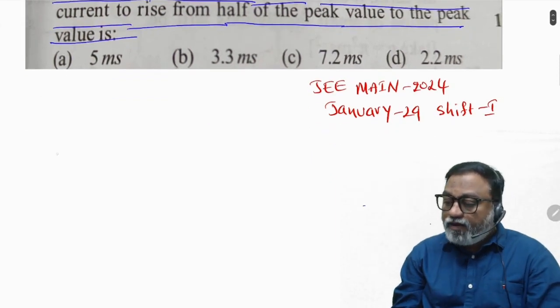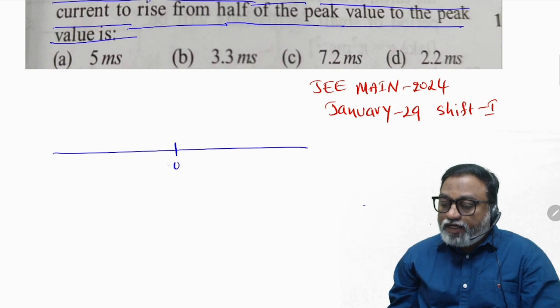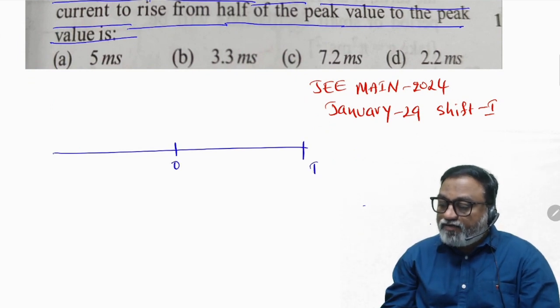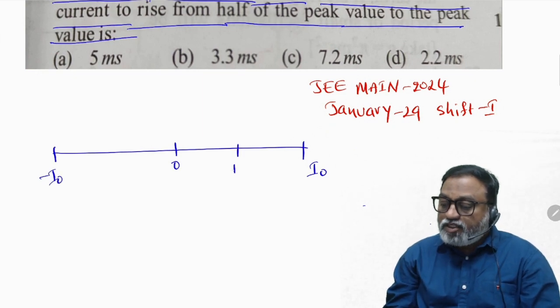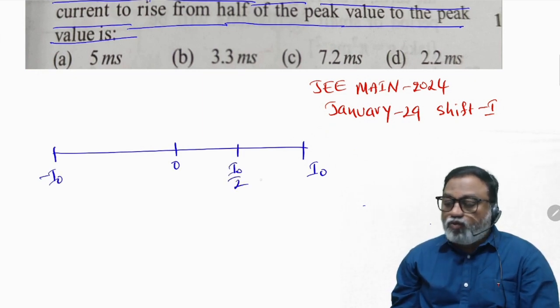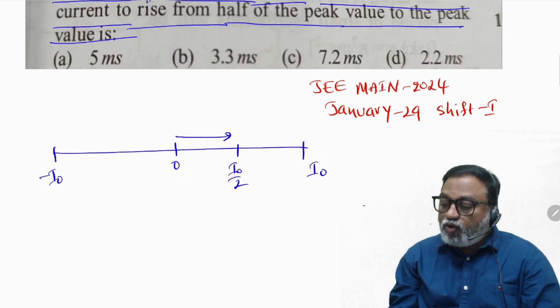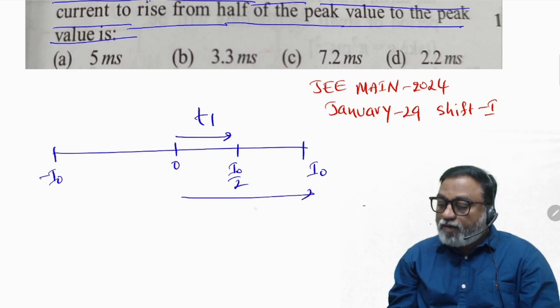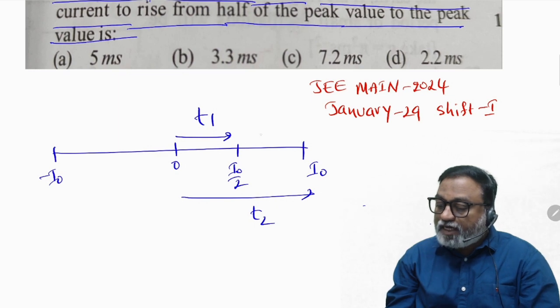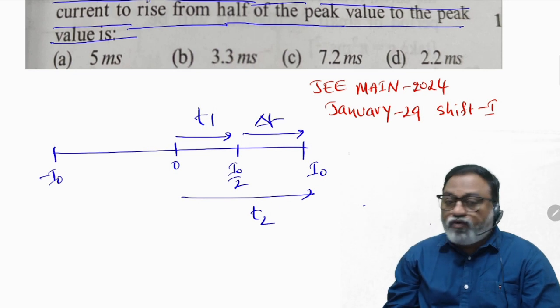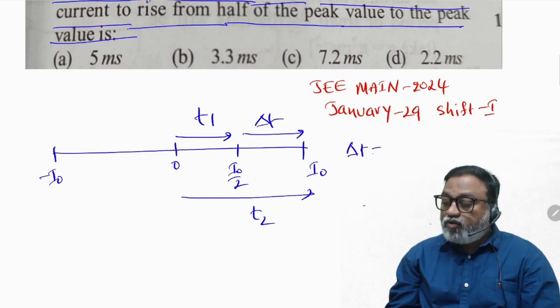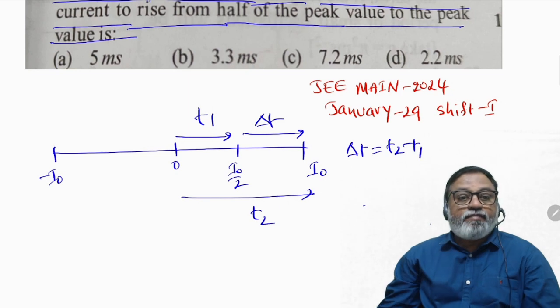Here, the current is 0. This is the maximum value I naught, and here also minus I naught. This is half of the maximum value, I naught by 2. From 0 to I naught by 2, the time taken is T1. From 0 to maximum, the time taken is T2. Now we have to find the time from half of the maximum value to the maximum value. This is delta T. Therefore, delta T is equal to T2 minus T1.